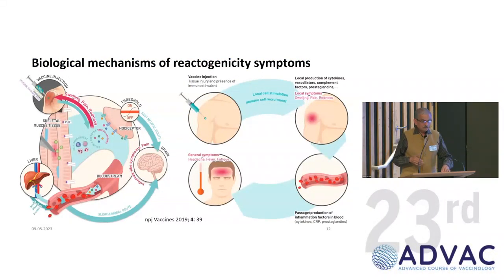And just to give a little better understanding, when we have the injection, there is tissue injury as well as immunostimulants, both the antigen or the vaccine ingredient as well as adjuvant. Don't forget that. And it leads to local production of cytokines, vasodilators, complement factors, and prostaglandins. And this leads to local reaction. So it is not just a physical problem. It is an immune response which is taking place. And you may have general symptoms: headache, fever, fatigue. Particularly we have noticed during COVID, for one or two days, some vaccines were causing this, particularly AstraZeneca. For the first one or two days, a substantial proportion of people may not be able to go to work.